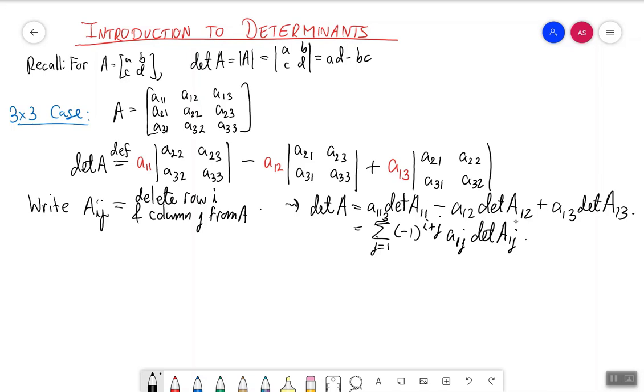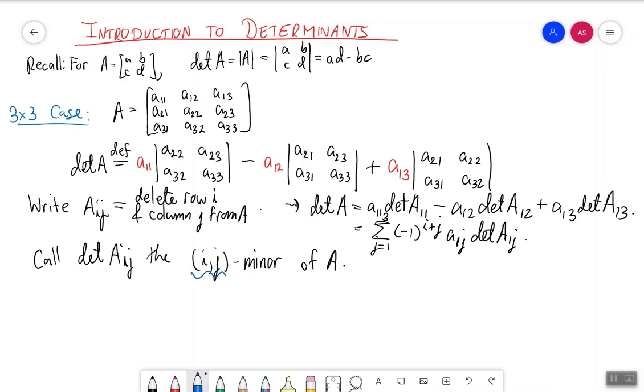These determinants in the formula have special names, so we call the determinant of big A sub ij the ij minor of A. I don't know why it's called a minor, but it is. Let's look at an example of calculating this.